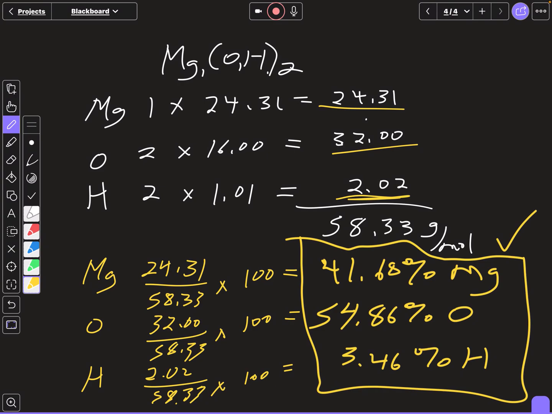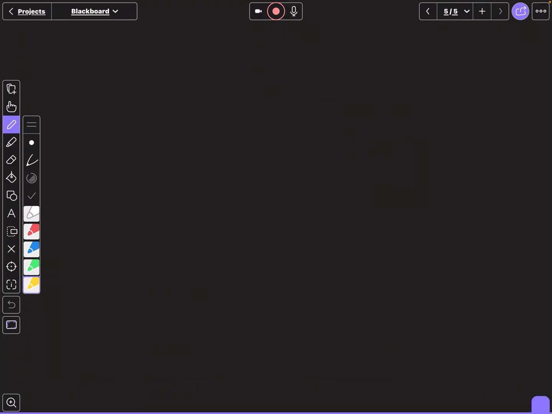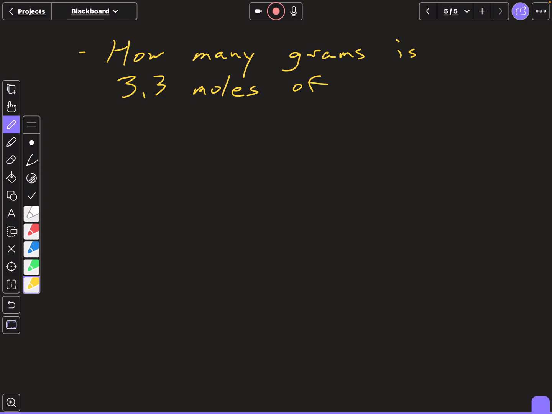Now, the only other type of problem we have is converting moles to grams and grams to moles. And I'm going to use the same compound here, magnesium hydroxide. And if we have an example like this one, how many grams is 3.3 moles of magnesium hydroxide?